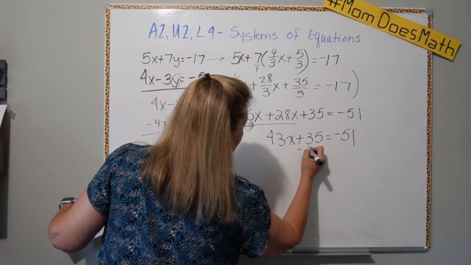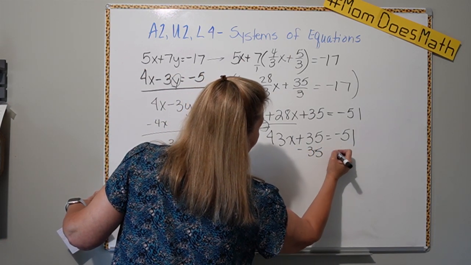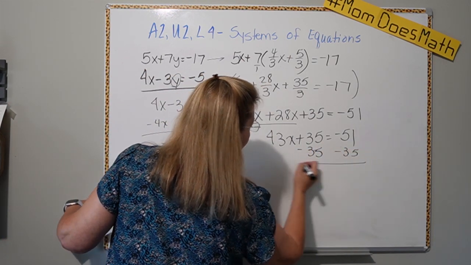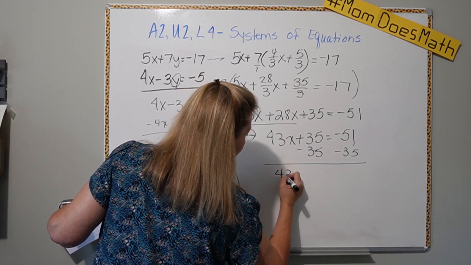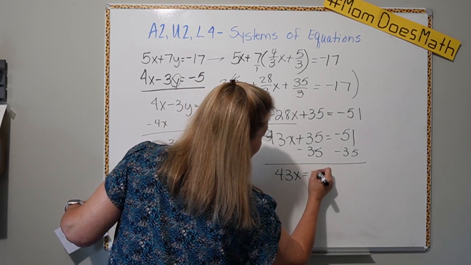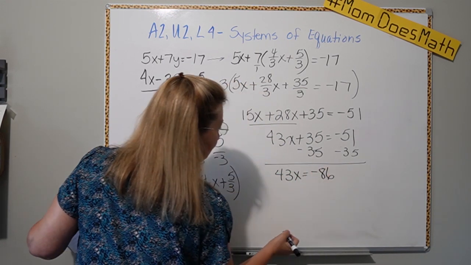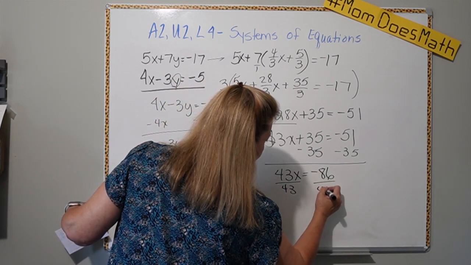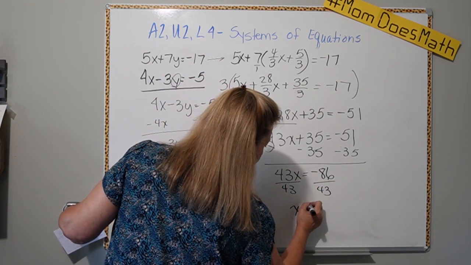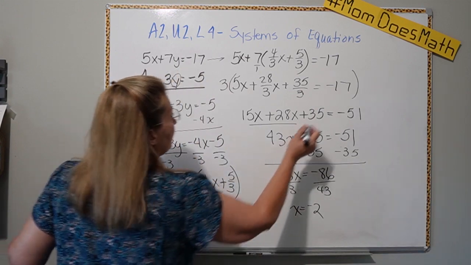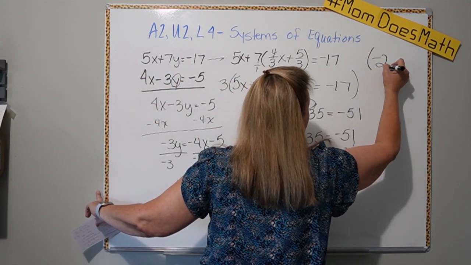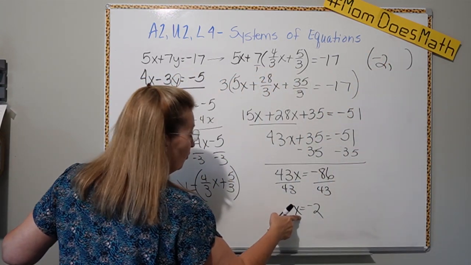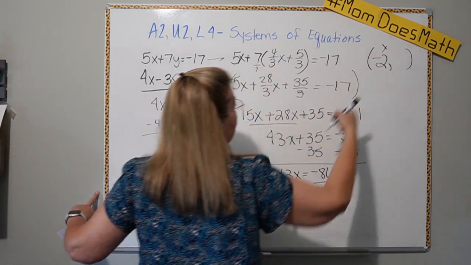Then I'm going to subtract 35 from each side. So now I have 43x is equal to negative 86. Divide both sides by 43. And x is equal to negative 2. So this is the first number. This is the x coordinate. So it goes in the x place.